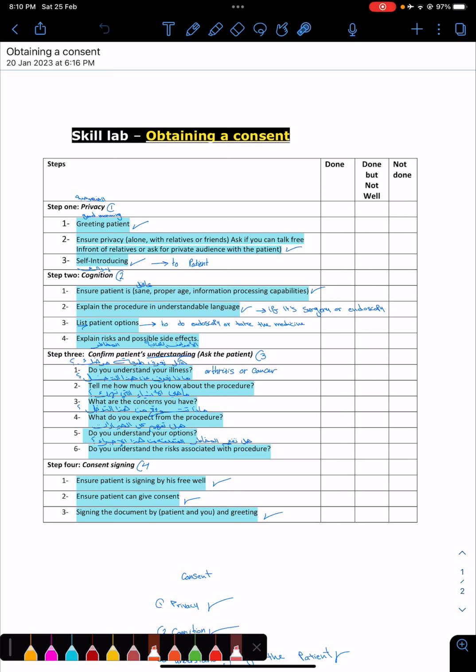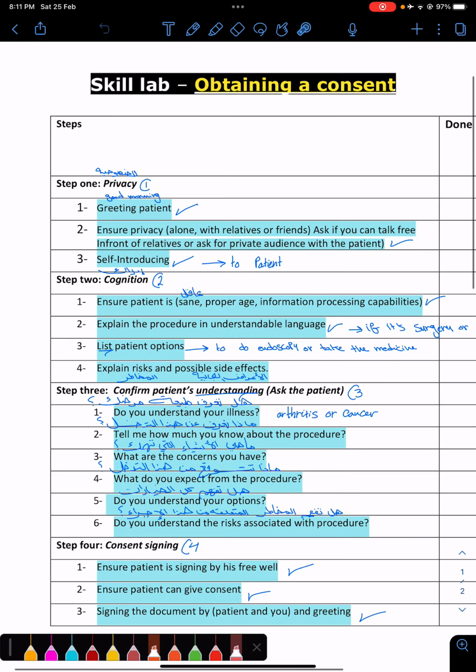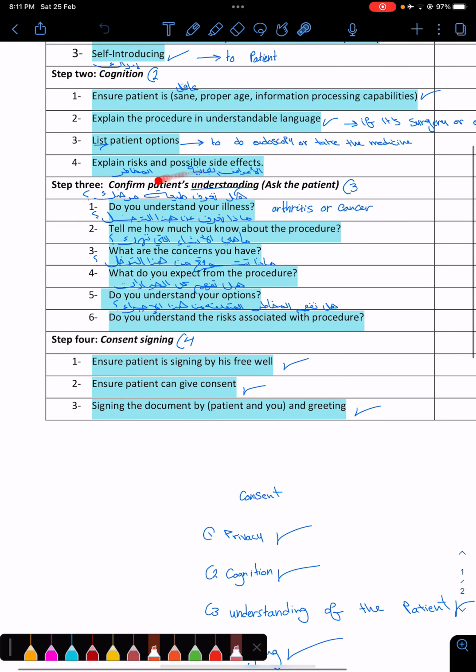Today I'm going to explain obtaining consent. First of all, there are certain contents. The first one is privacy, then cognition, understanding of the patient, and then consent signing.